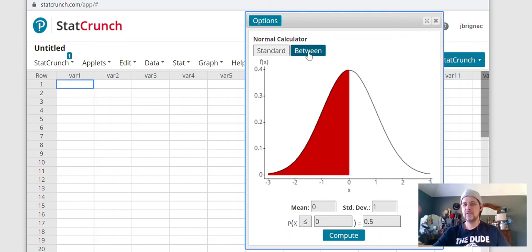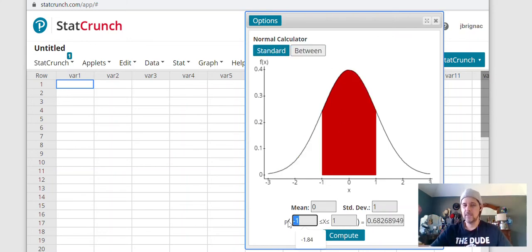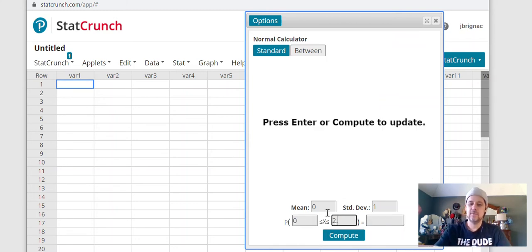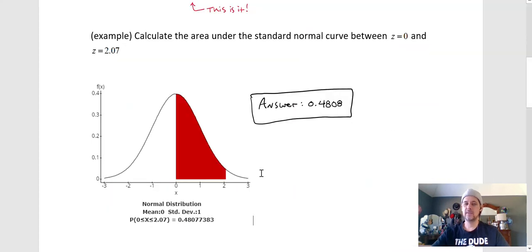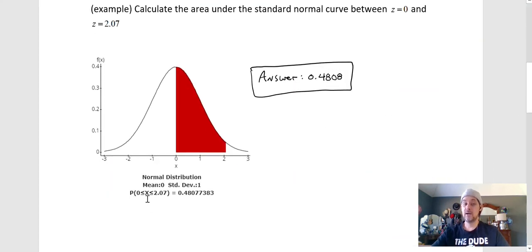So we want to select this between option because as it is, I can't directly type in between this number and this number. So I just select between, okay, so it was 0 and 2.07. All right, and I compute. There's that same picture that you saw on my document. The probability, the area under this curve between 0 and 2.07, is 0.4807. If you round it, 0.4808.